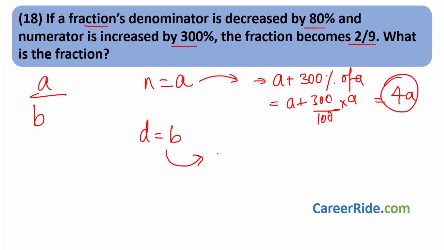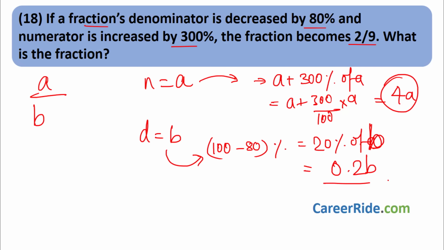Denominator is decreased by 80%. Okay. So new denominator becomes 100 minus 80%. That is nothing but 20% of the original. Okay. There is an 80% decrease in the denominator. So the new denominator will be 20% of the original denominator, that is nothing but b. So we will have 0.2b as the new denominator.